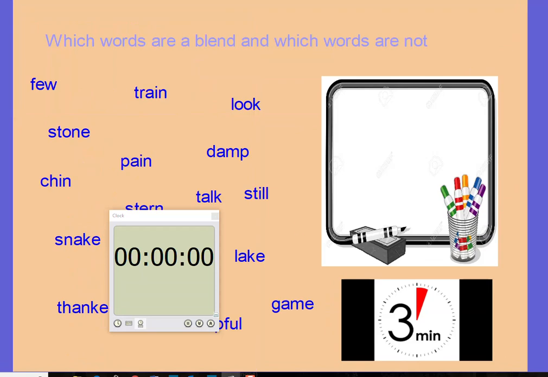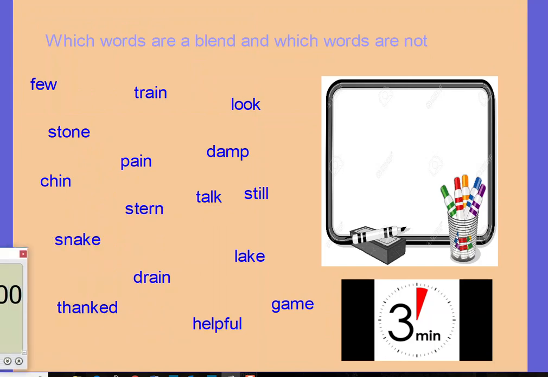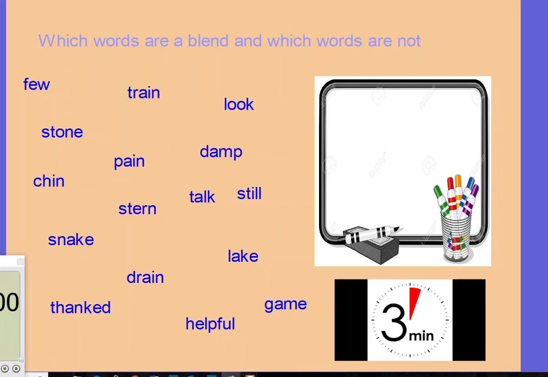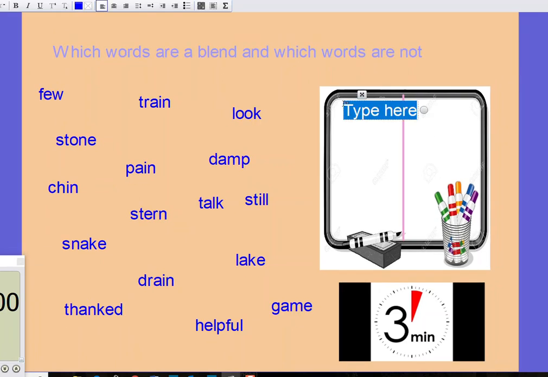Okay, moving on. I'm going to just move my clock to the side over here. Okay, so now we have lots and lots of words. Some of them have blends in them, either initial blends or final blends. Some of them don't. So what I want you to do, you can rub off anything that was already on your whiteboard. And you can simply draw a line down the middle of your whiteboard, just like that. And then you can write blend, and here you can say not a blend.